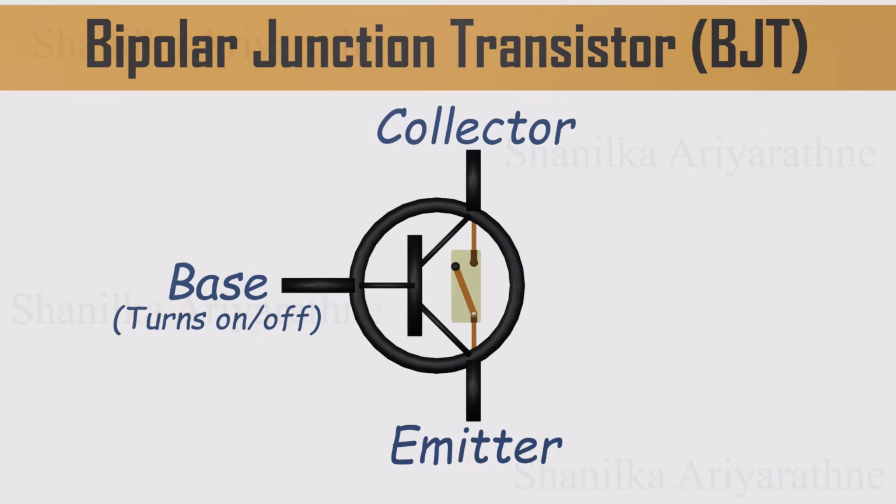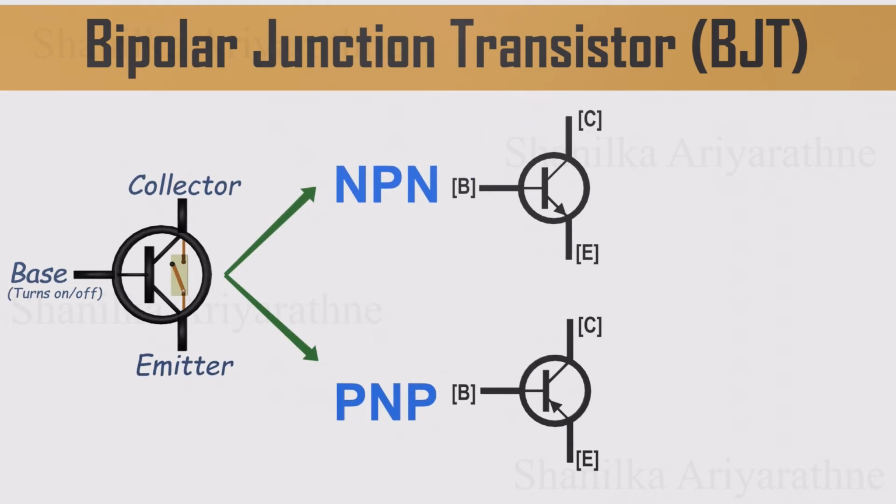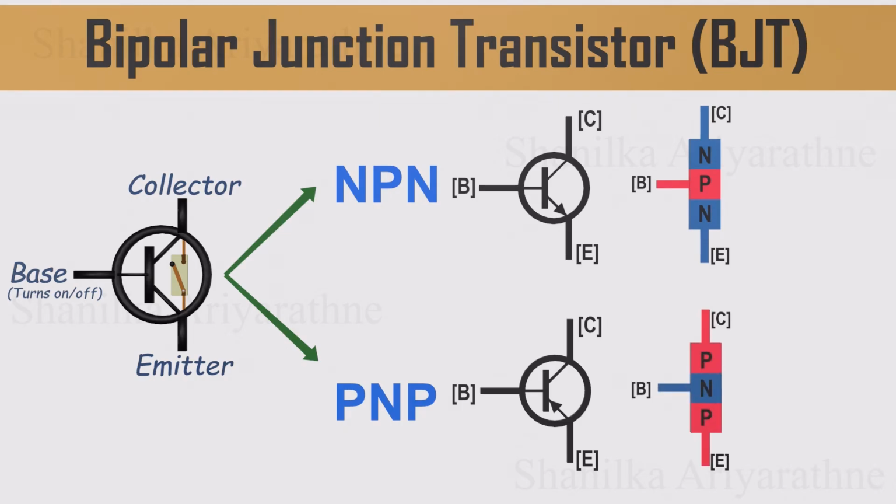Now, BJTs come in 2 types based on how they're built internally, NPN and PNP. In an NPN transistor, a thin layer of P-type material is sandwiched between 2 N-type layers. In a PNP, it's the other way around. An N-type layer is between 2 P-types. But honestly, you don't need to memorize the internal structure to use them. What really matters is the direction of current flow.